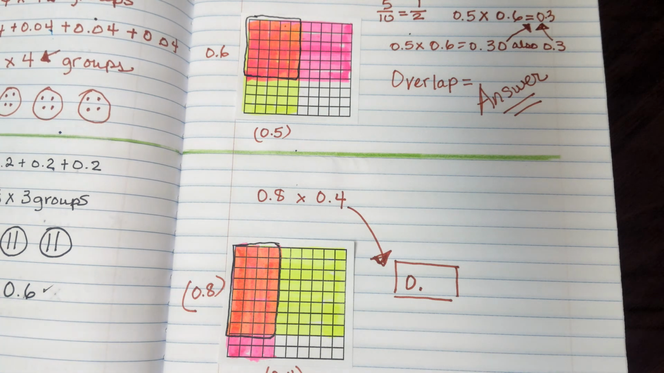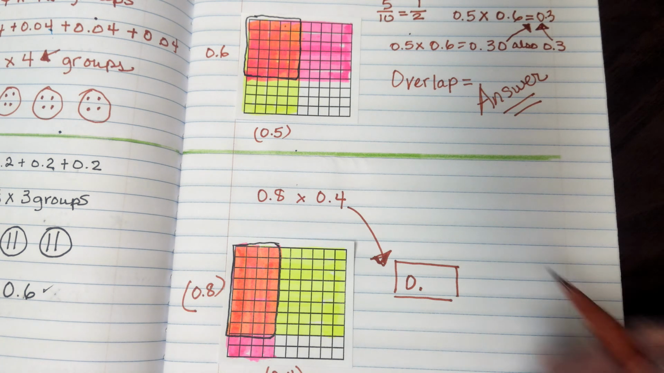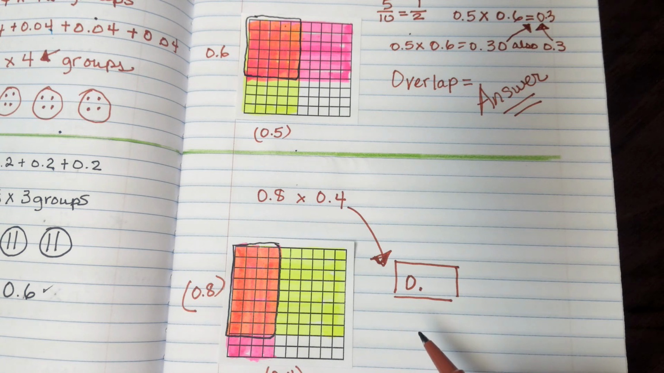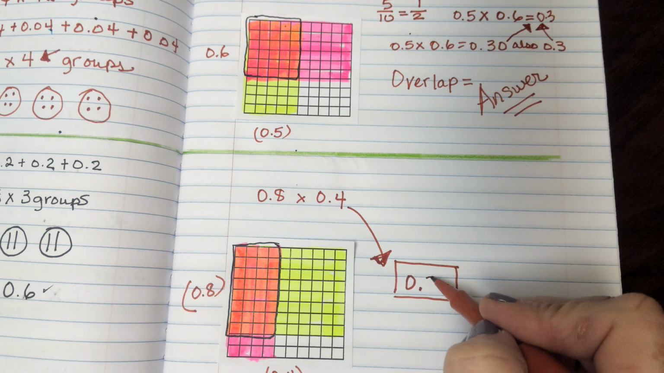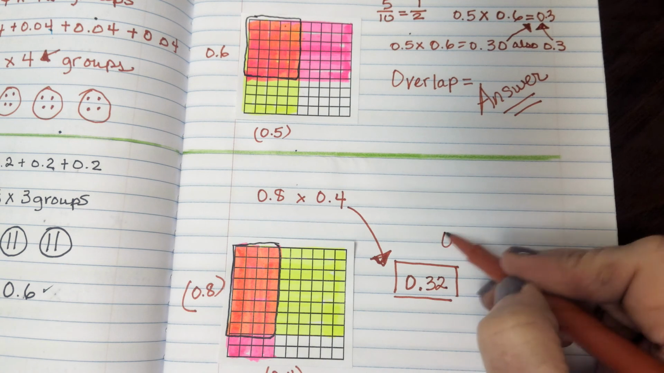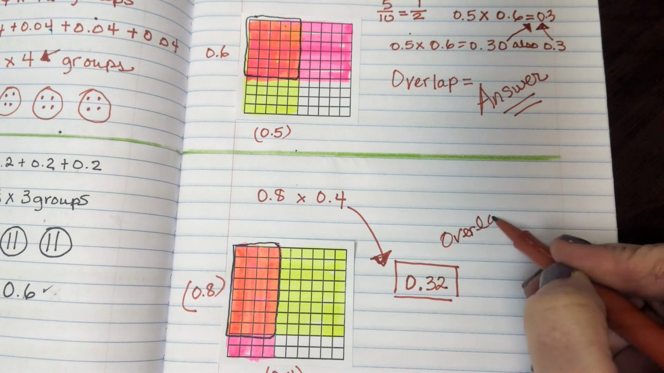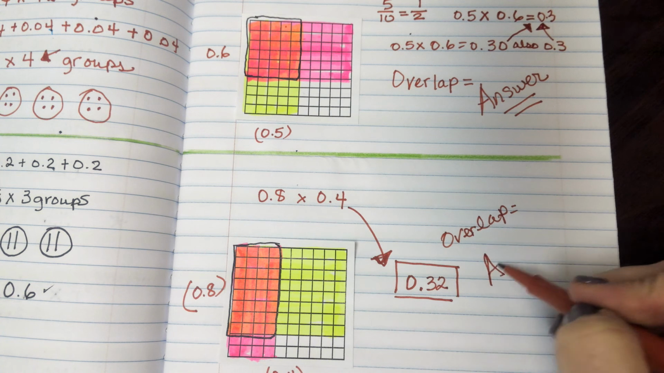Count your overlap. Good job. Good job, Ben. Good job, Lainey. Good job, Avery. Okay, just count your overlap. Good, good. Good. Emily's got it. You're getting it. Good, good. All right. How many did we count, ladies and gentlemen? 0 and 32 hundredths. Remember the overlap. Overlap was equal to our answer.